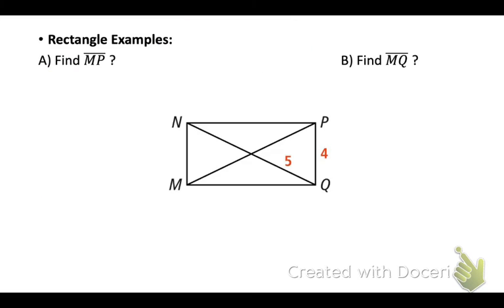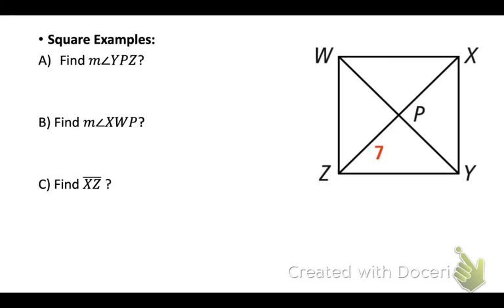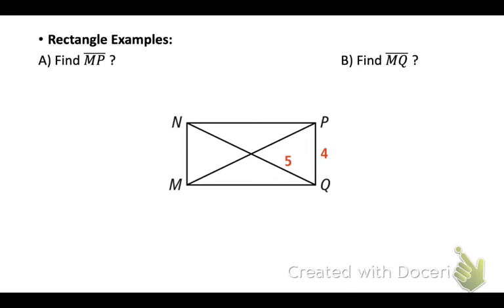So the next ones are rectangles. Okay, so all the rectangle stuff. Find MP. Well, which one is the 5 on? The 5 is right here. But it's a rectangle, so what do I know about all these pieces? So what's MP? 10.